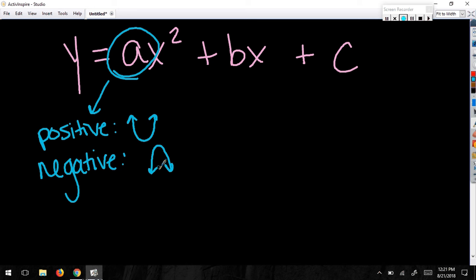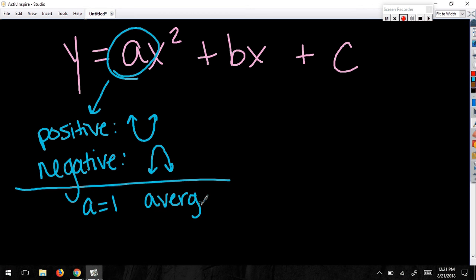And this is where it gets a little bit tricky. Not looking at positive or negative, so taking the absolute value of the front. When A is 1, that's an average graph. Okay? And we'll talk about what average looks like, but that's kind of where we start from. The bigger A gets, so as A gets bigger than 1, the graph actually gets skinnier.